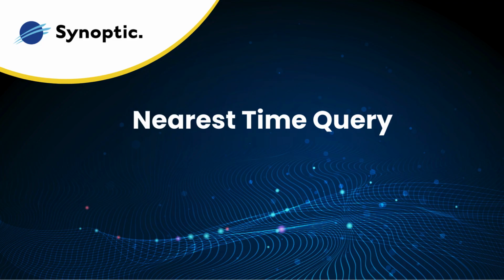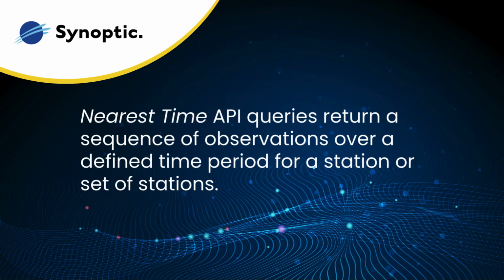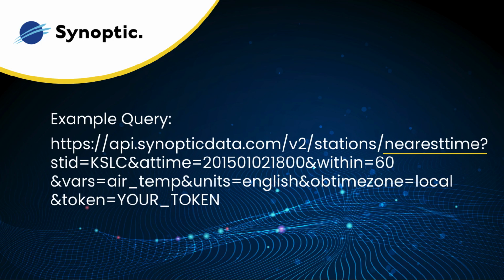Next, we have nearest time. Nearest time returns the observation closest to the time you request. This is useful when you need a snapshot at a specific moment for a station rather than a full series of values. In this example query, we asked the Synoptic Weather API to return the air temperature observation closest to a specific moment in time at a given station.